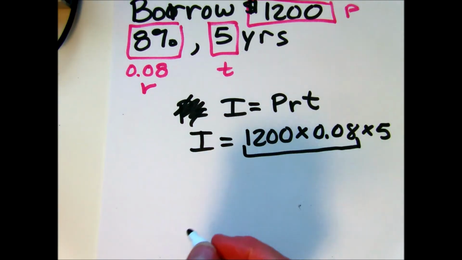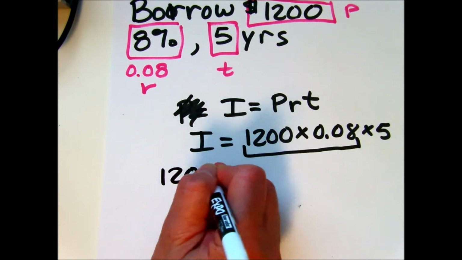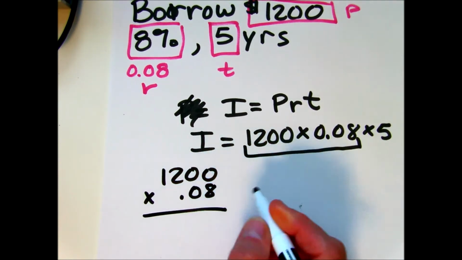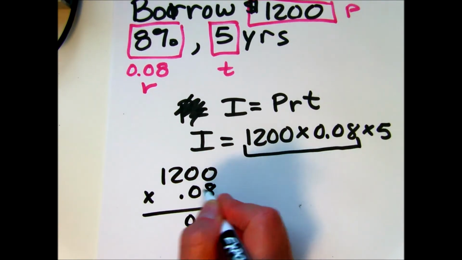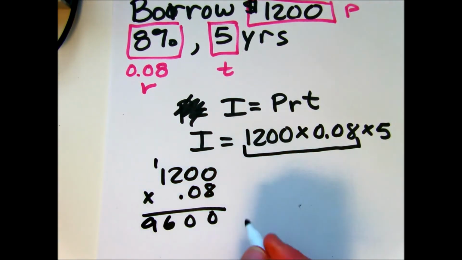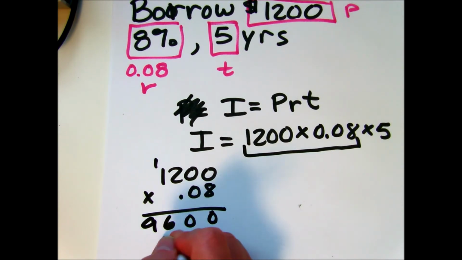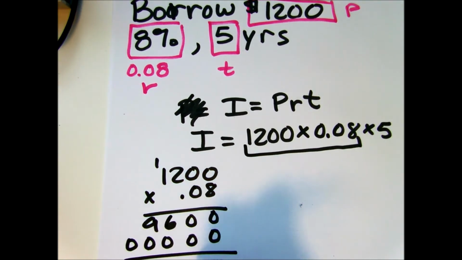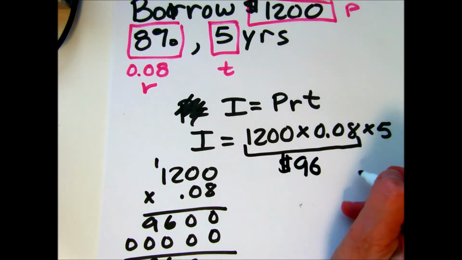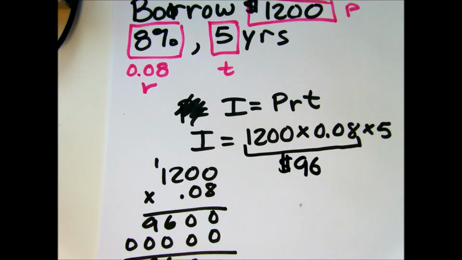All right, let's do some calculating. Got 1,200 times 0.08. Got some zeros here. 8 times 2 is 16. And then we've got a 9. And we could plug in some more zeros. And it looks like 1 more. So we're just going to add. We've got the decimal, so it's going to be $96. So after 1 year, we're going to owe an additional $96.